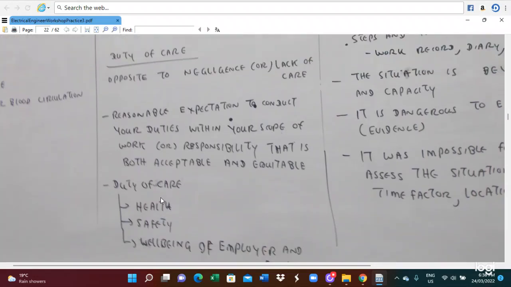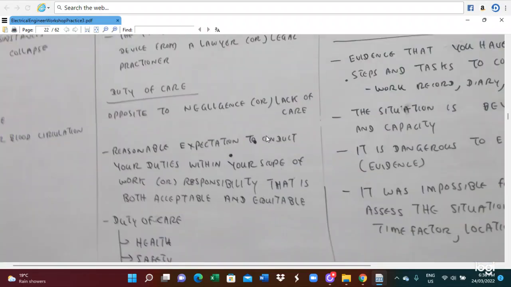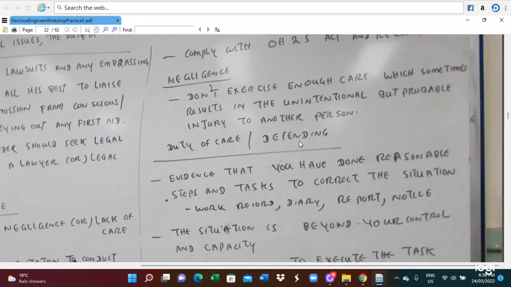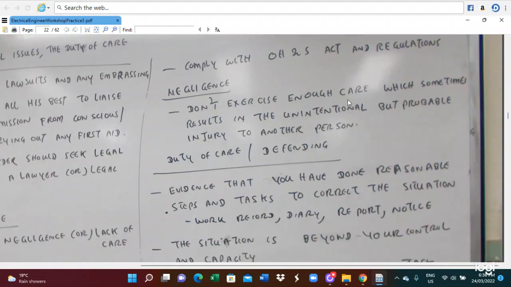Duty of care is very important for the health, safety, and well-being of the employer and the employees. In this case, we have to comply with the Occupational Health and Safety Act and other regulations. Negligence is the failure to exercise care, which sometimes results in problems or injury to another person.